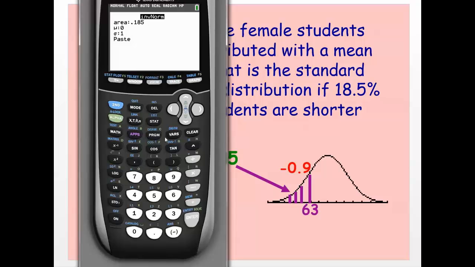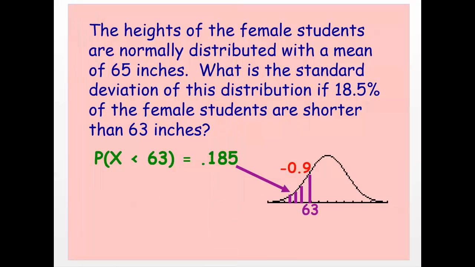Okay, so then from here I'm just going to hit enter. And I actually get negative 0.98896, but negative 0.9 will be close enough for us. And so then I'm going to fill in the z-score formula. Is this what I'm solving for? It's the standard deviation. So 63 minus 65.